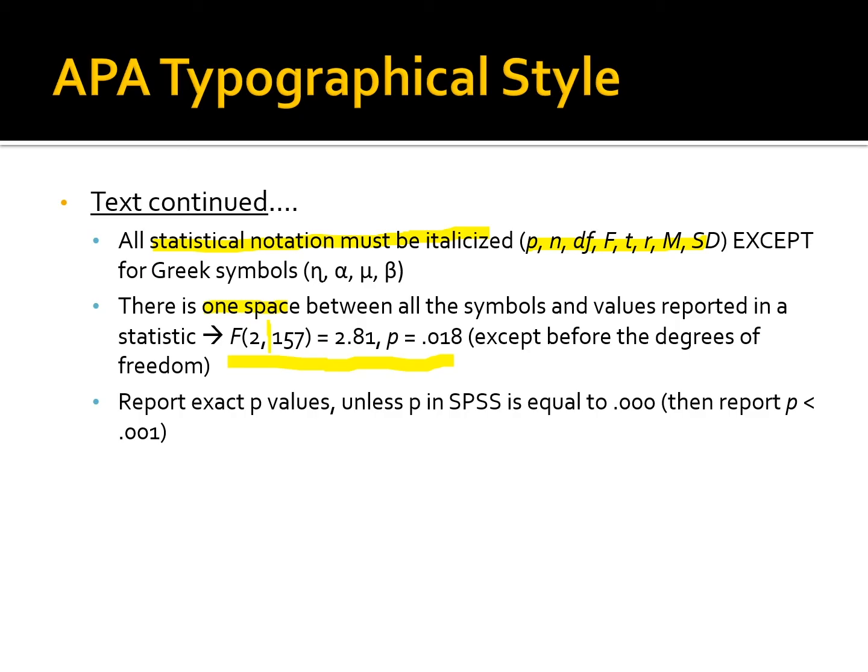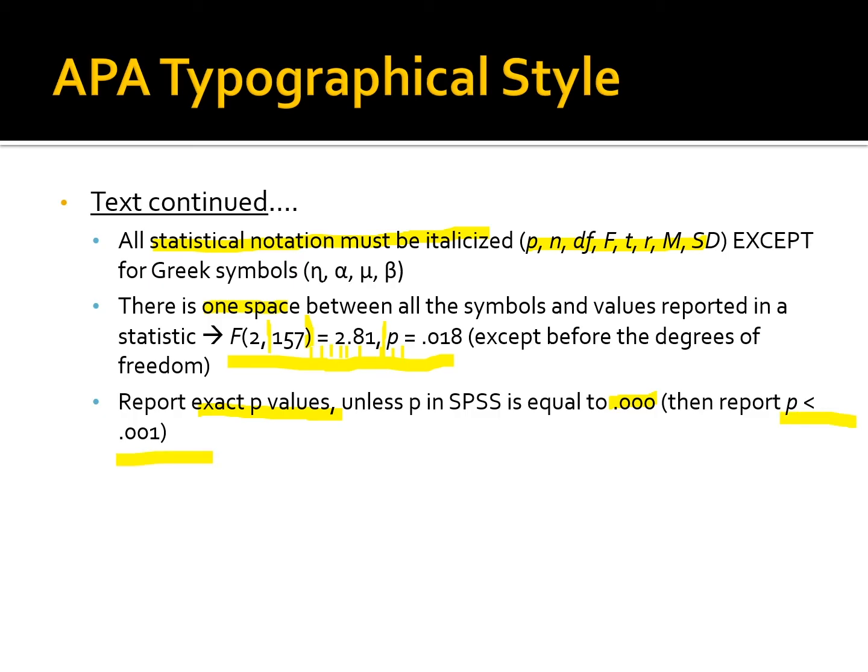So for instance, you can see this example here. So we have F, it's italicized. There is a bracket, no space. The degrees of freedom are listed, and they are separated here with a period, or with a space, by the way. Then we end the bracket, we have a space, then we have the equal sign, we have a space, we have the number 2.81, comma, then we have a space, p, notice it's italicized, and we have a space, you get the gist, okay? So one space between all the symbols and values reported in a statistic except before the degrees of freedom. And this is true if it's t, so let's say t, no space, bracket, 52, end bracket, then a space, then equals, then, you know, 31, whatever, okay?